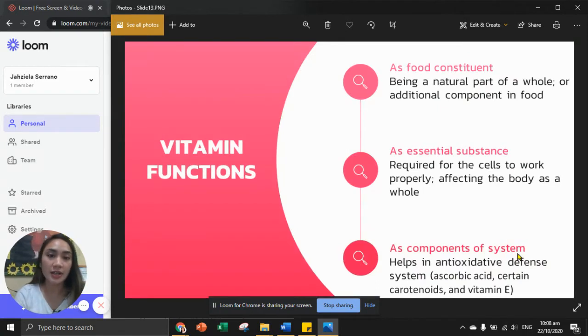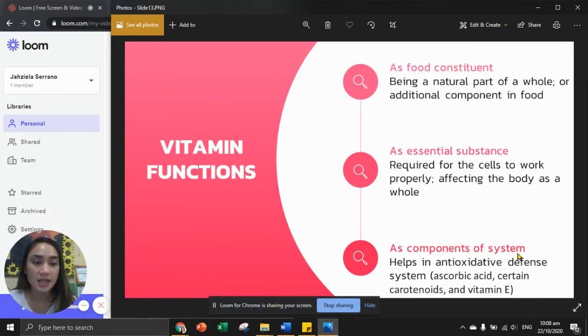Okay, so vitamin functions first as a food constituent. So when we say food constituent, it's being a natural part of a whole, an additional component in food. So naturally part na siya ng food pag constituent. Next is as an essential substance.